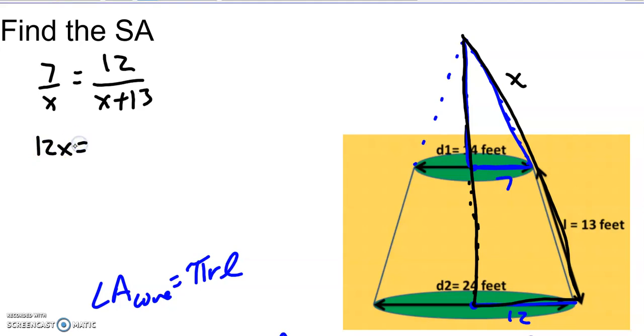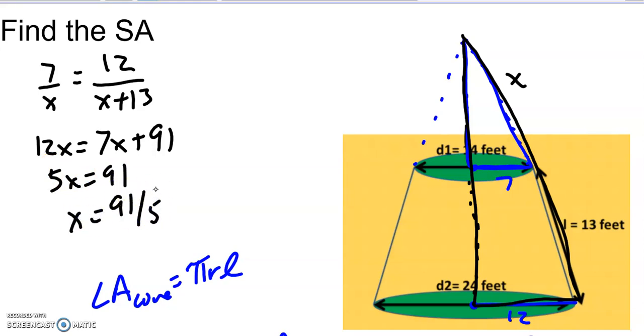Now we just have a little algebra problem. Cross multiply: 12x equals 7x plus 91, since 7 times 13 is 91. Solve that: 5x equals 91, so x equals 91 over 5. Not a great number to work with, but don't round it until the very end, because you get a larger rounding error when you do.